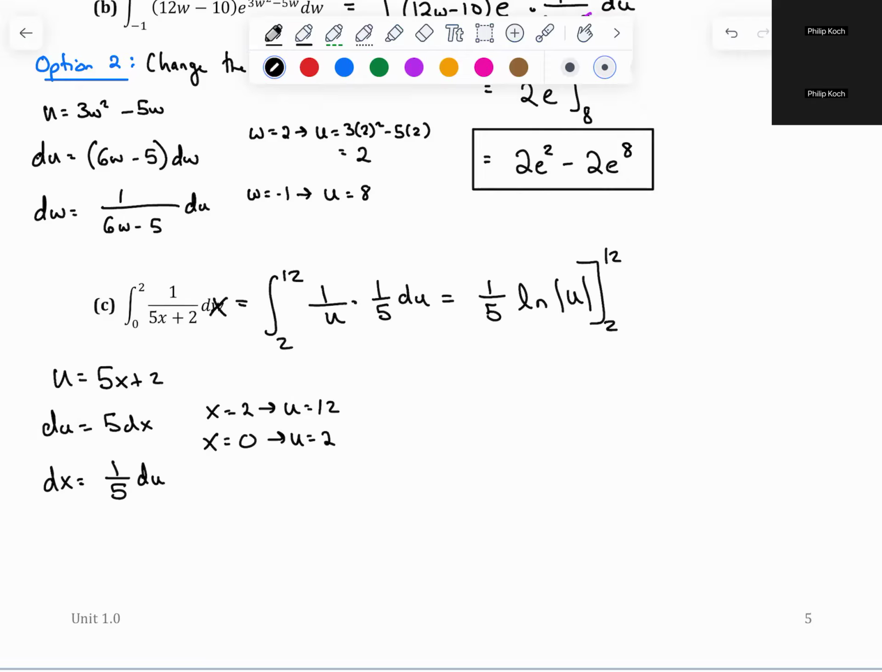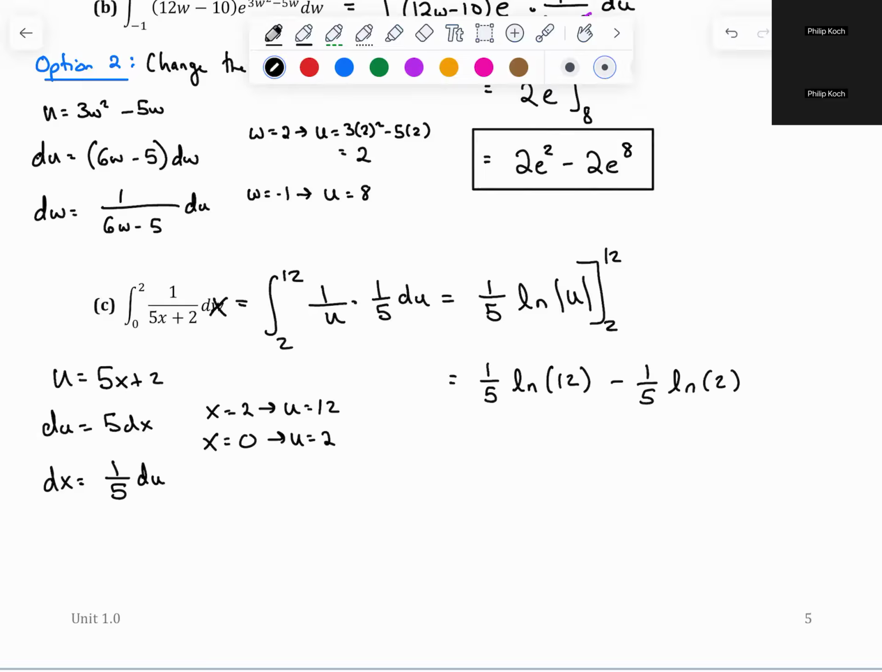And since I've changed the bounds, I don't need to write u equals or worry about it. I can just immediately plug it in, and it becomes 1/5 natural log of 12 minus 1/5 natural log of 2. The absolute value signs are redundant. They're unnecessary, so we can drop them.